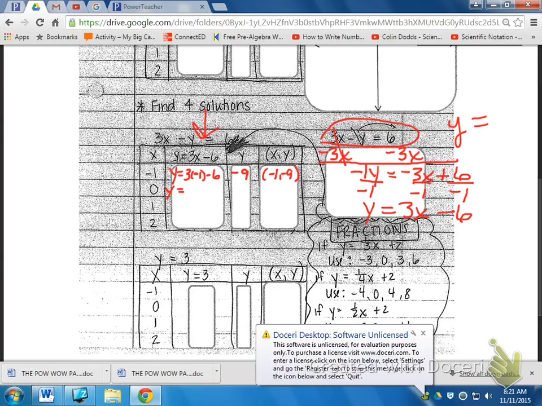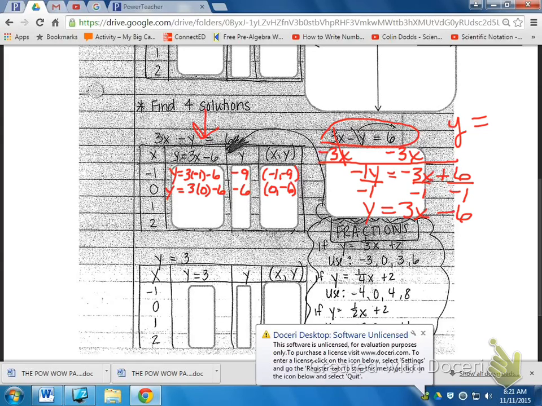Y equals 3 times 0 minus 6. Okay, and what would my y be? Negative 6. Okay, and what would my ordered pair be? 0, comma, negative 6. Good. Who wants to do the x value of 1? Somebody that hasn't gotten a ticket yet.